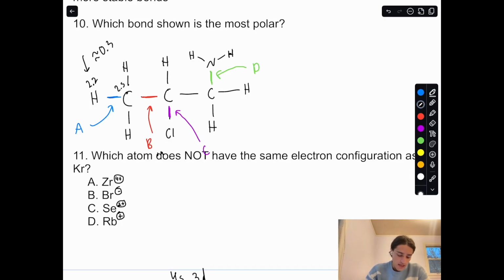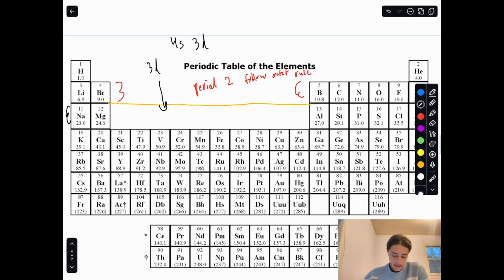And if you look at B, it's the same deal because they're the same atoms, a carbon bonded to a carbon, so their difference is just 0. It's completely nonpolar. C is carbon and chlorine, and D is carbon and nitrogen. So this is really going to come down to which element is more electronegative, chlorine or nitrogen.